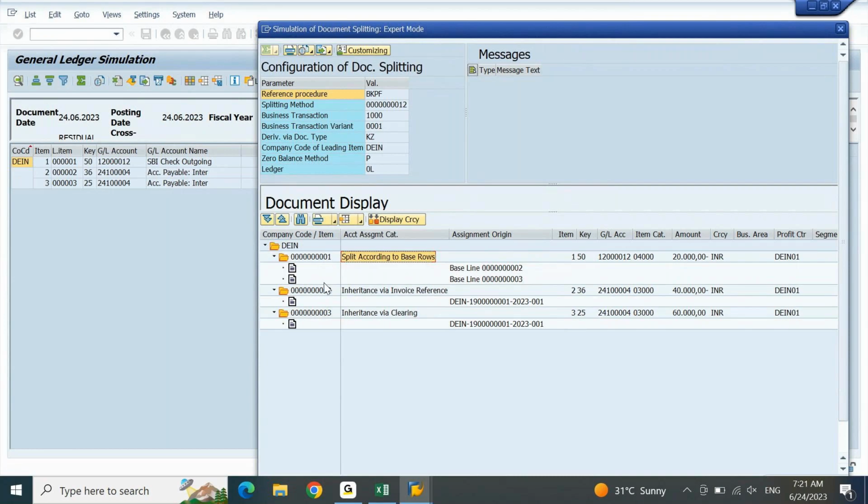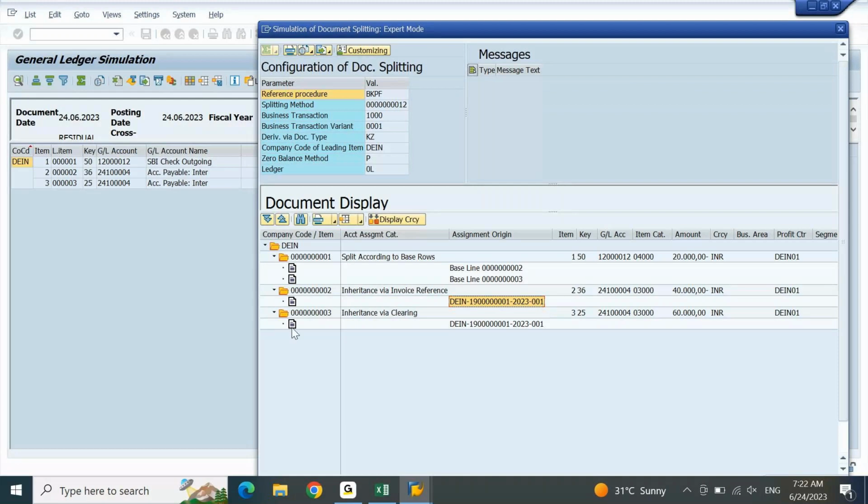Second one, line item number 2, which is your 40,000. This is the remaining amount, the remaining open balance in the vendor invoice. For this, it has taken inheritance via invoice reference. Whatever invoice you have selected, whatever the profit center was on that invoice, that profit center was inherited to the balance amount. In short, it is telling you profit center is taken from company code DEIN, document number 19001, fiscal year 2023, line item number 1. From this document, it has taken profit center based on passive document splitting with inheritance functionality.